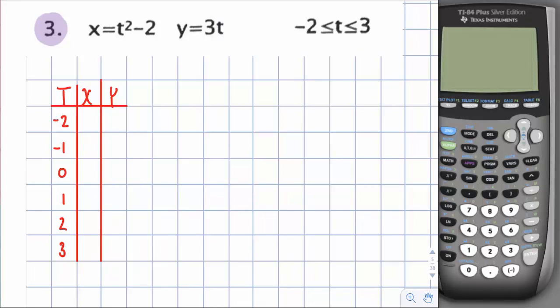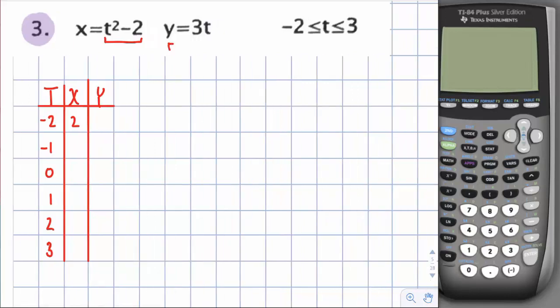So we're going to have our first equation right here, which is going to be -2 squared, which is 4 minus 2, and that's going to give me this first x value. So that's going to be 4 minus 2 is 2. And then I'm going to plug that t value into my second equation. So that's going to be y equals 3 times -2, so -6. So there's that first point.